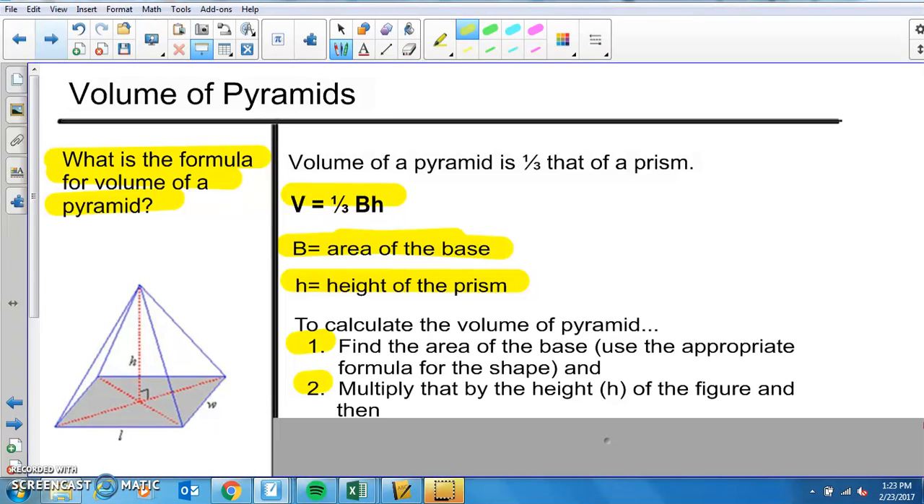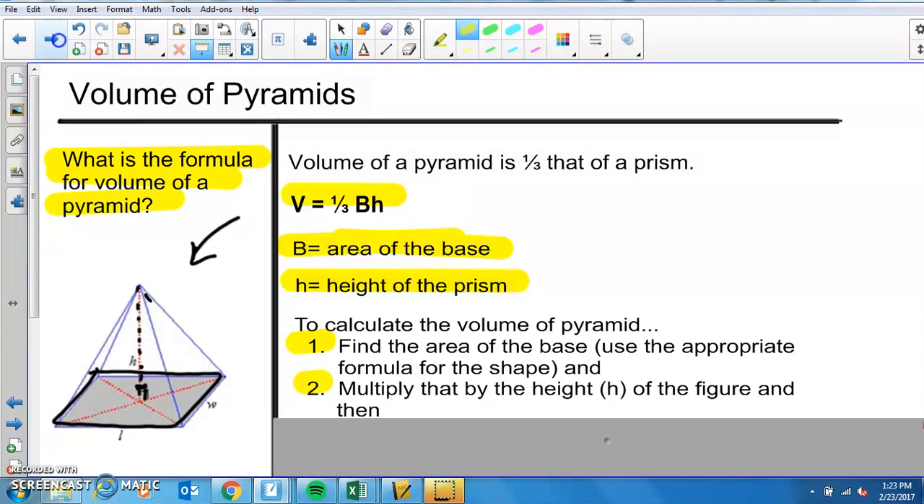What I want you to pay attention to is over here at this pyramid on the left-hand side. If you look at this pyramid, you'll notice we have the base down here at the bottom. Then you have this dotted line. I'm going to erase this in just a second. But what I want you to notice, that dotted line, when it intersects the middle of that base down at the bottom, it forms a right angle. That represents the height of the pyramid.